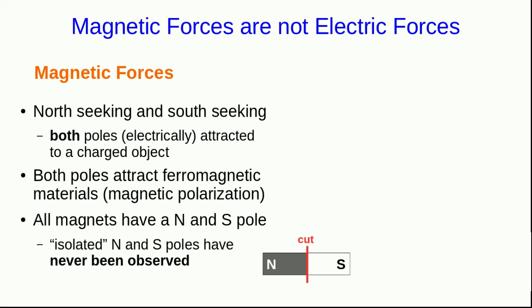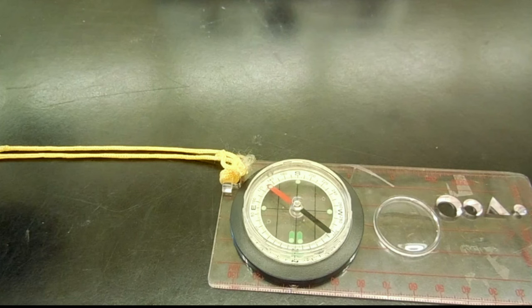In fact, if you take a magnet and you cut it in half, you might think that this would give you an isolated north pole and an isolated south pole, but it doesn't. You get two smaller magnets, each of which has its own north-seeking and south-seeking pole. I'd like to show you cutting a magnet in half. I don't have any cheap disposable magnets, but I've got lots of nails. And if you've got nails and magnets, you can make as many more magnets as you want.